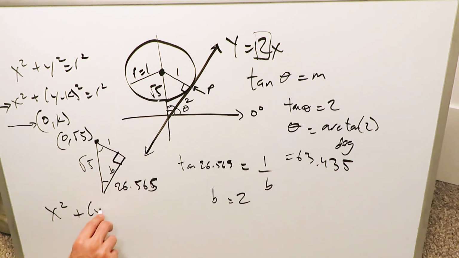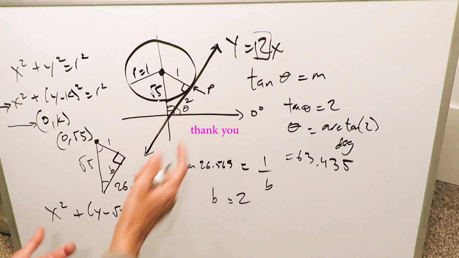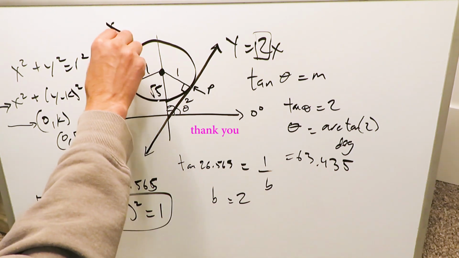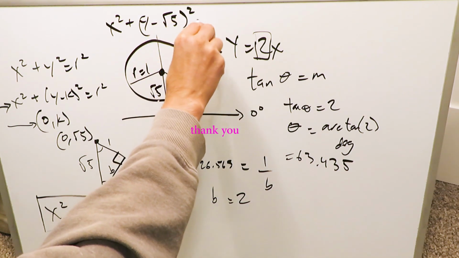X squared plus (y minus root 5) whole squared is equal to r squared, which is 1 squared, and that's 1. And we're done. This right here is the equation of that circle. I'll put it here again: x squared plus (y minus root 5) whole squared is equal to 1.